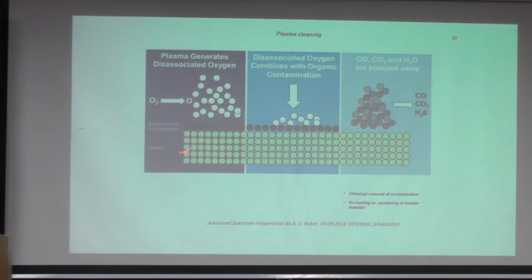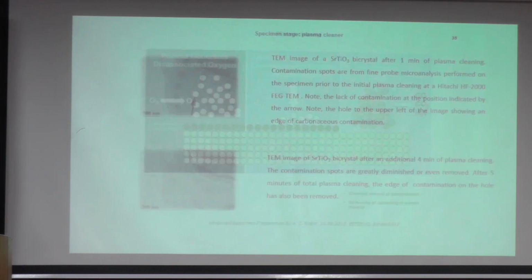So if you have a plasma consisting, for example, of argon, or argon and oxygen, or hydrogen and oxygen, then it can bounce carbon complexes off the surface of your specimen, and they can go to the plasma cleaner. Then you can remove these H2O and CO2 complexes from the specimen holder and from the specimen itself.